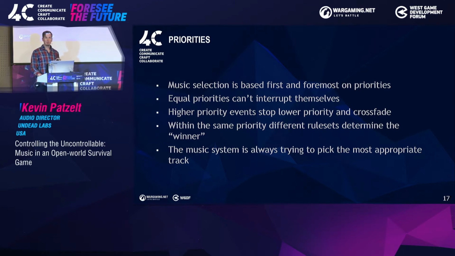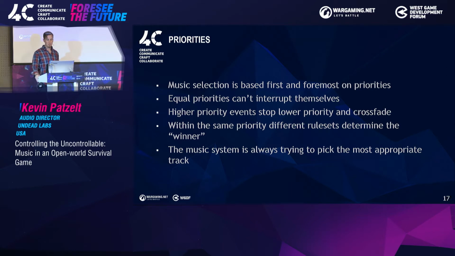So there are a few basic rules in order to decide how music flows into the game. A lot of this is based on what we call priorities. Equal priorities can't interrupt themselves. So if a priority 1 track, which is the lowest priority we have, is playing and the system wants to play another, we just let it die.